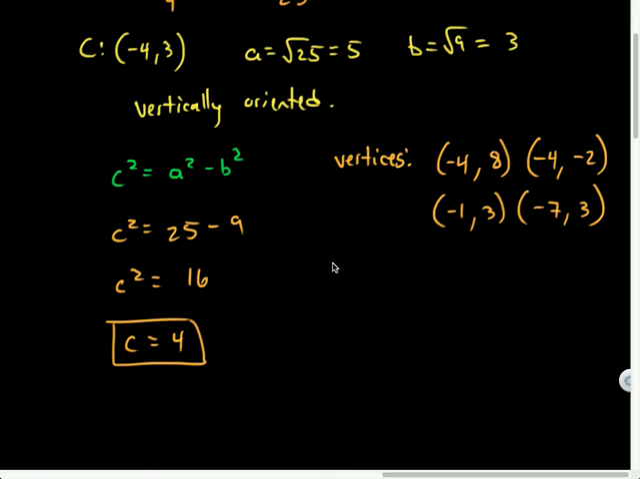And then we'll have, let's see, vertices and foci. So I add and subtract c to the y coordinate since it's vertical. So -4, comma 3 plus 4 is 7, and -4, comma, that's right. 3 minus 4 is -1. So there's all my foci stuff.